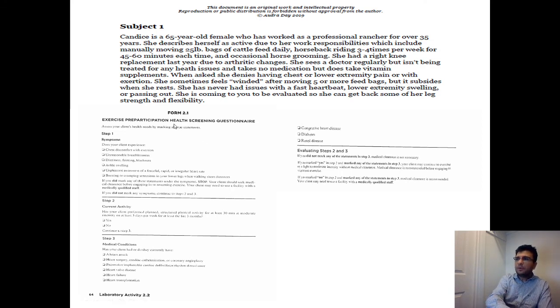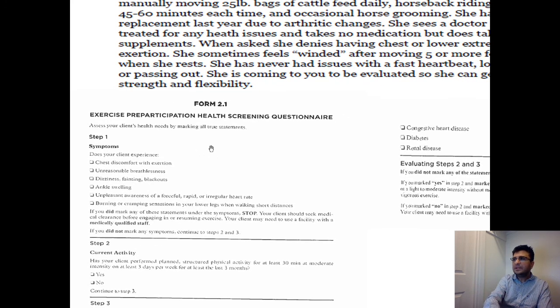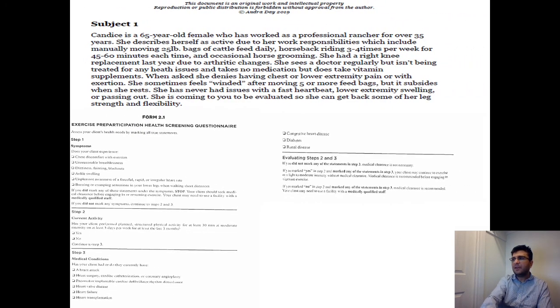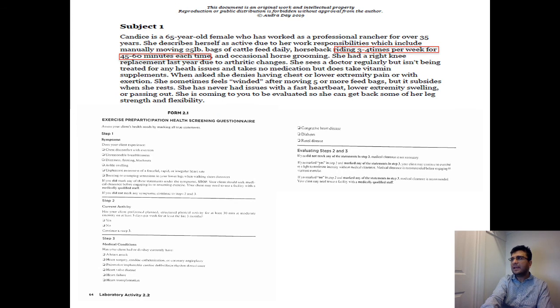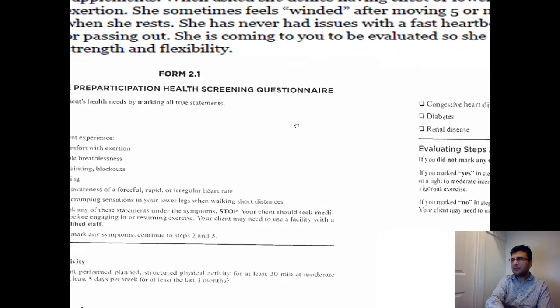So you have to open this form 2.1, read the case history, and try to mark the important findings. Whatever important finding I feel we have here, I just highlighted: that she is riding 3 to 4 times per week for 40 to 60 minutes each time. This is her current physical activity level.